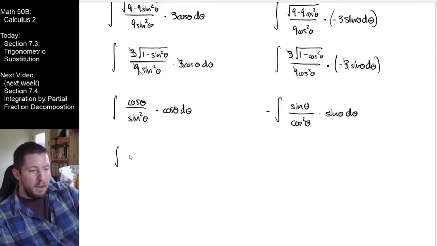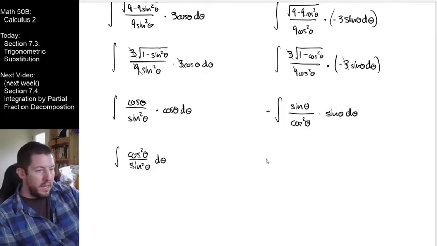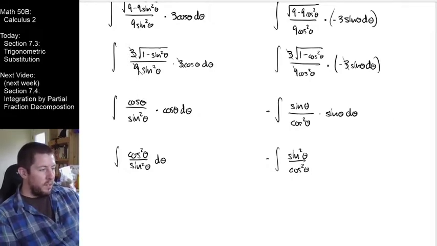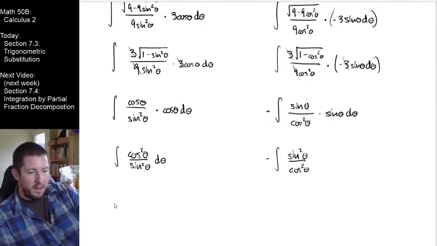And it looks like I'm getting here the integral of cosine squared theta over sine squared theta d theta. And here we're getting the negative of the integral of sine squared theta over cosine squared theta. All right. So again, we're sort of suggesting that these are going to be literally the same thing as each other right here. I don't know. Are you convinced that we're going to get the same answer out?